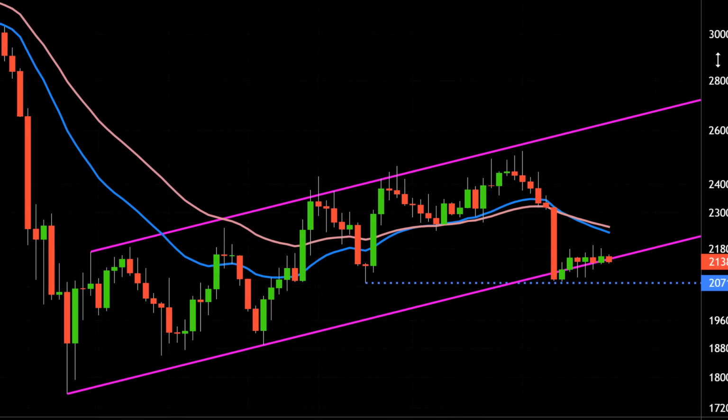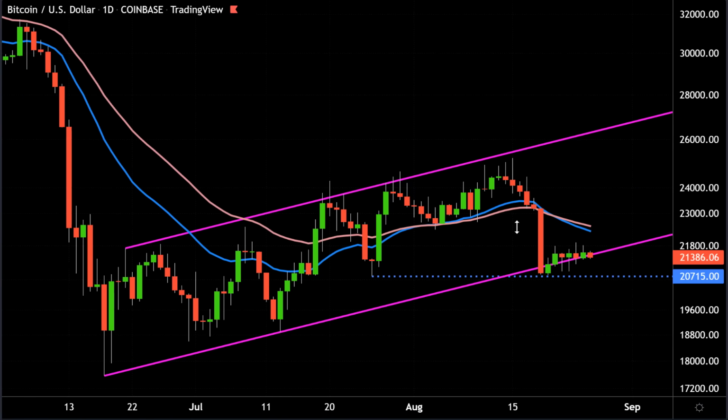So going back to this chart over here on Bitcoin, as we can see, Bitcoin has now come down to the bottom section of this rising ascending channel and indeed the trend line pattern formation here.